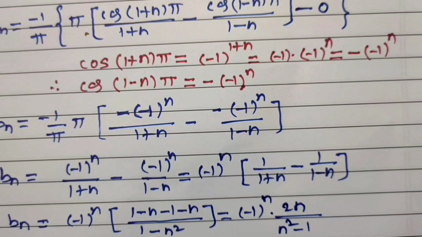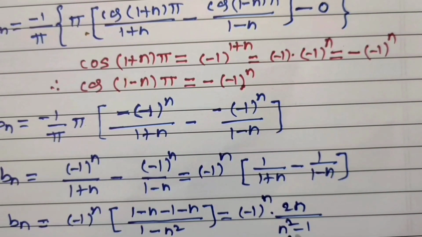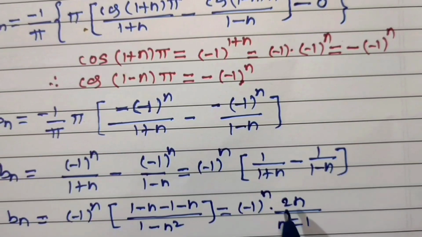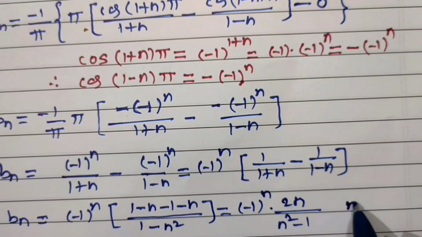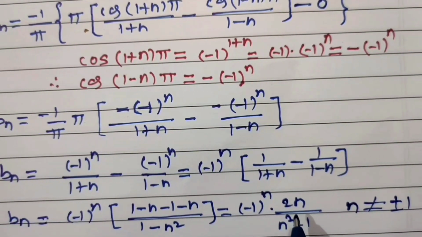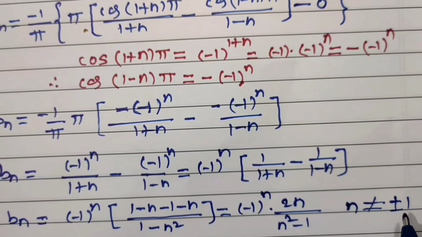Now here, if n takes value plus 1 or minus 1, then 1 square is 1. Minus 1 square is also 1. So this denominator becomes 0, and if the denominator becomes 0, then the value of the Fourier coefficient Bn becomes infinite. So n must not be equal to plus or minus 1, meaning n must take any value other than plus 1 or minus 1.